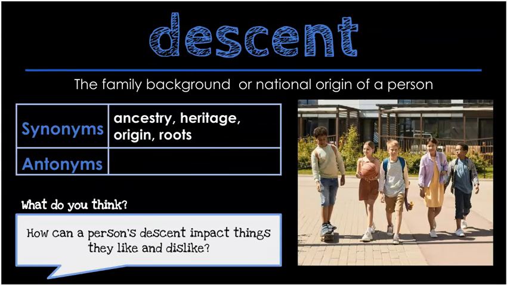Some synonyms were ancestry, heritage, origin, and roots. I really couldn't find any good antonyms for that. So, what do you think? How can a person's descent impact things they like and dislike? Now, at this point, you can pause the video, think about it, or talk about it with your partner or group.